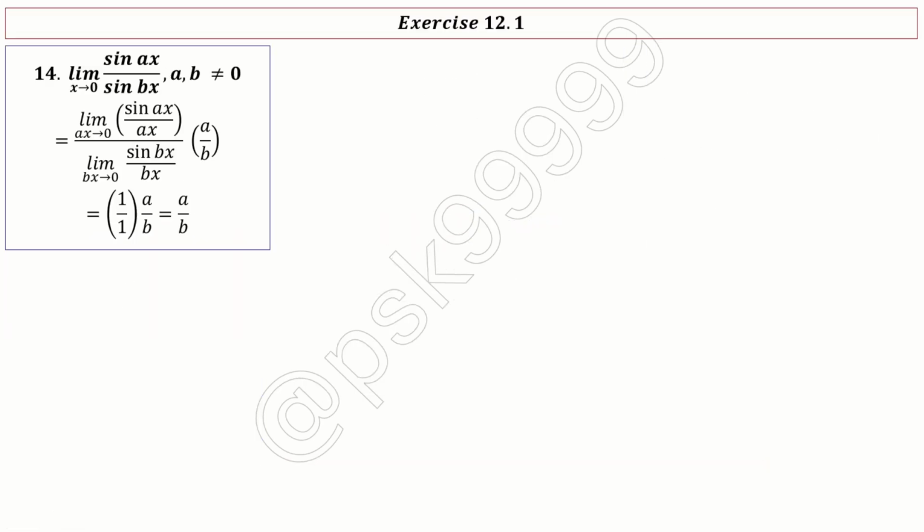Limit x tends to 0, sin ax by bx, which is similar to the last problem. You just divide the numerator by ax and the denominator by bx, and since you are dividing by ax by bx, you are adding a by b to nullify that, right? So the answer is a by b here.